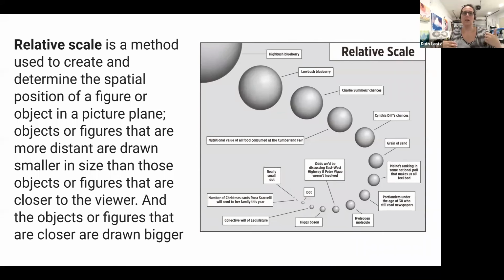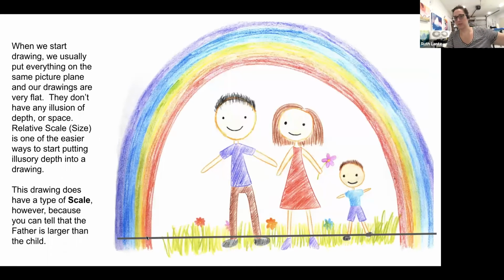So relative scale is how we use the size of objects and how they sit on the picture plane in relation to each other, and how that creates depth. So essentially, the objects that are closer to us are bigger, and as they get further back in space, they will get smaller, okay? So it has a lot to do with shrinking. As things get further away in space, they shrink.